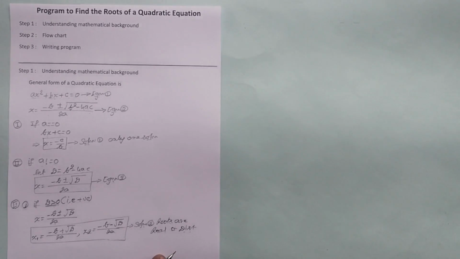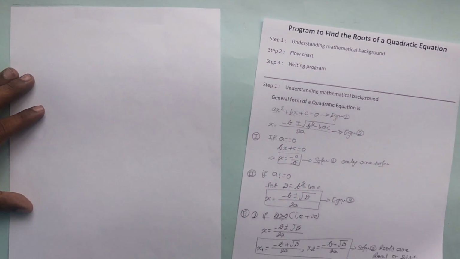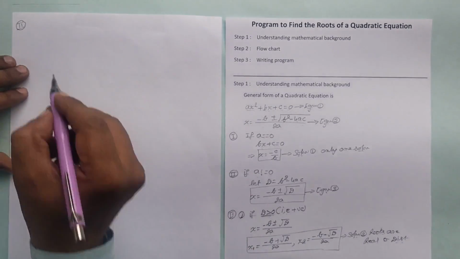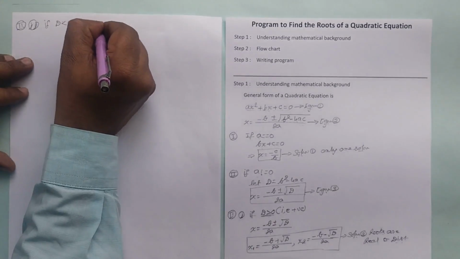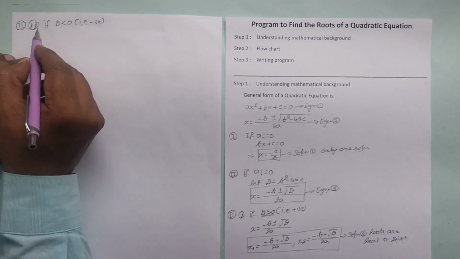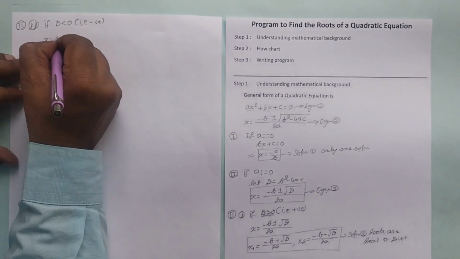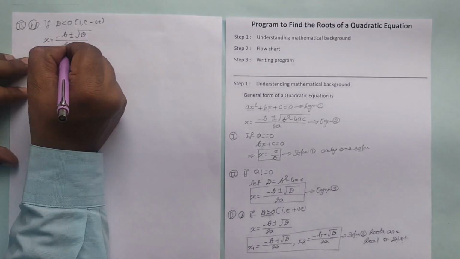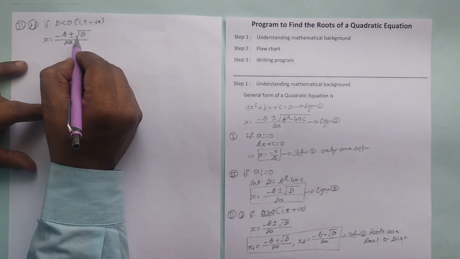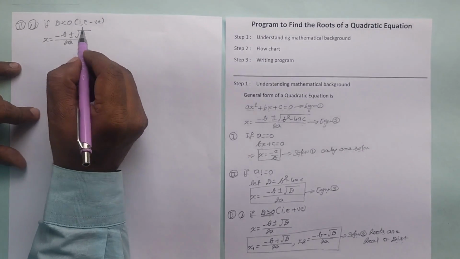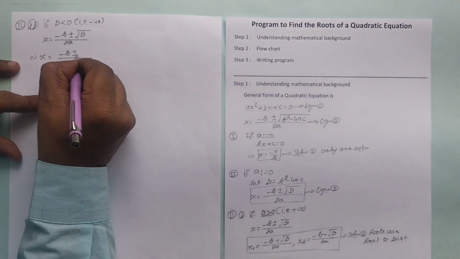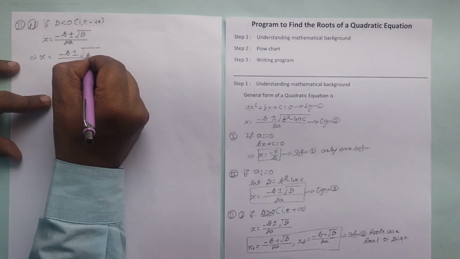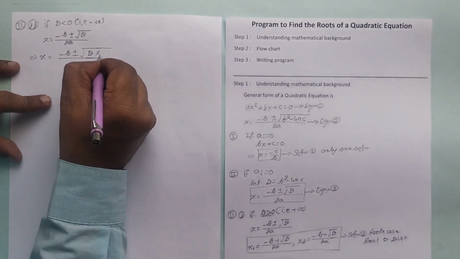Next, let us move on to the value of d less than 0, that is negative. Second main case, second sub-case: if the value of capital D is less than 0, that is negative, then x is equal to minus b plus or minus square root of d by 2a. Here the value of d itself is negative, so we could not find the square root of it. You can see here x is equal to minus b plus or minus square root of d.